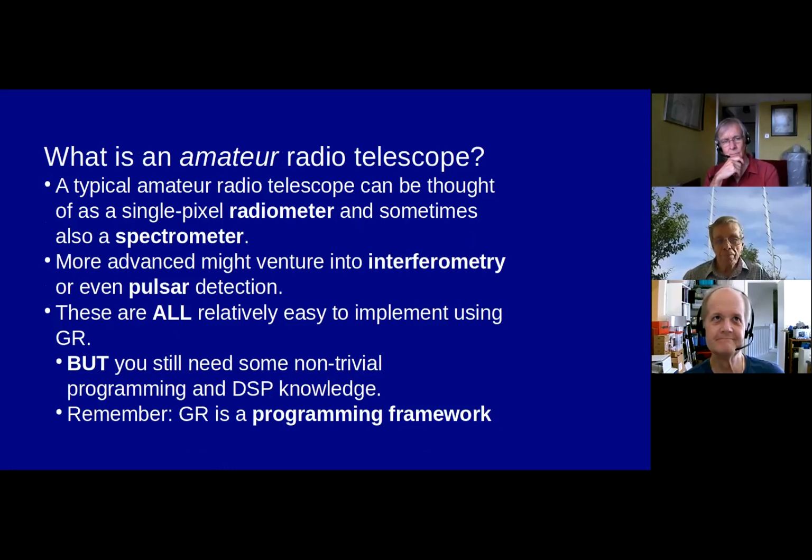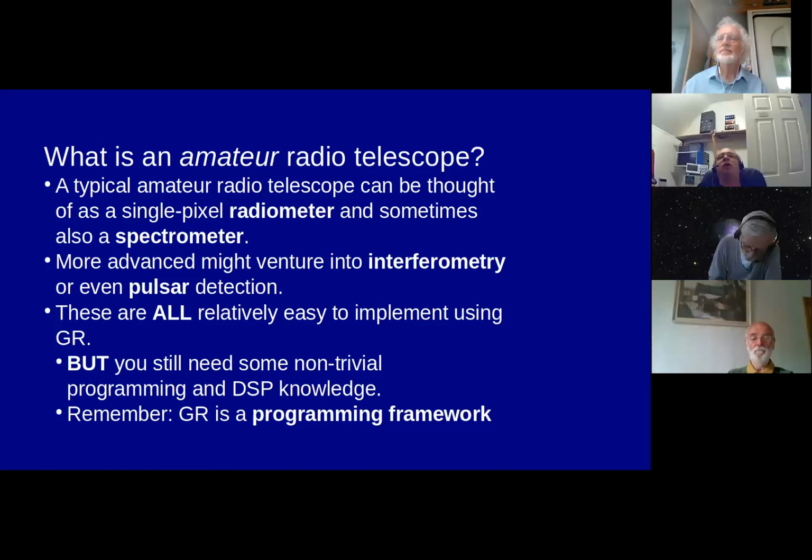So now we move into what exactly is an amateur radio telescope, and this talk is unavoidably focused on amateur radio astronomy and the kind of relatively simple problems that you're solving with an amateur radio telescope, which is not to say that this stuff cannot be used in professional radio astronomy, because it has been. It's just that the scope of the talk needs to be tractable today. So a typical amateur radio telescope is like a single pixel radiometer.